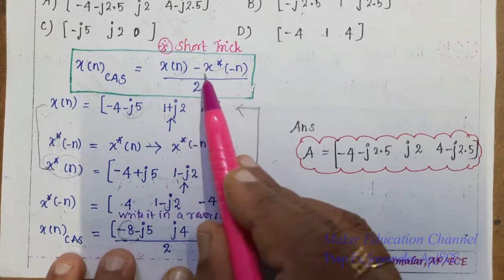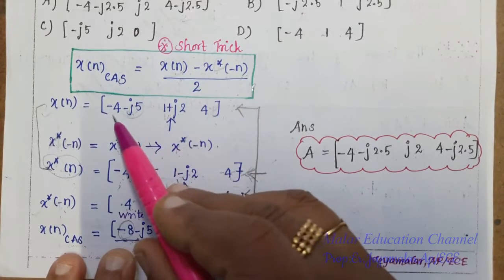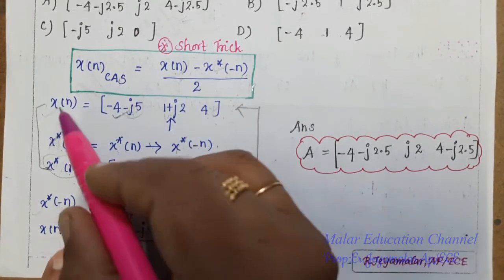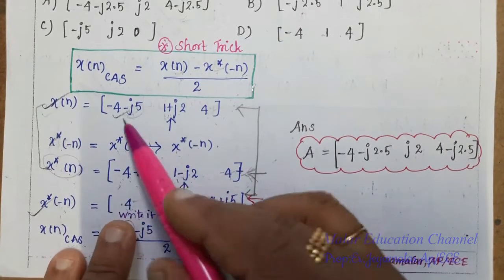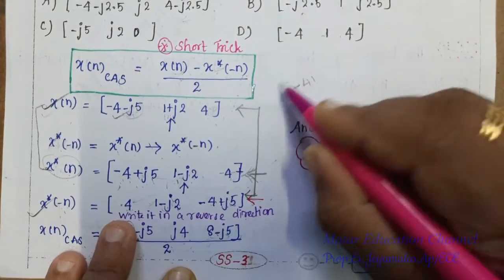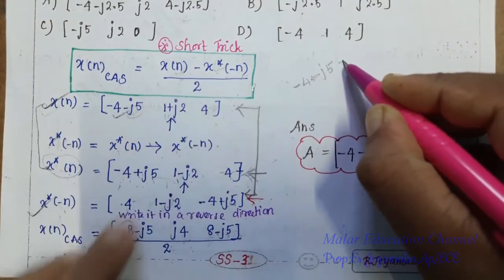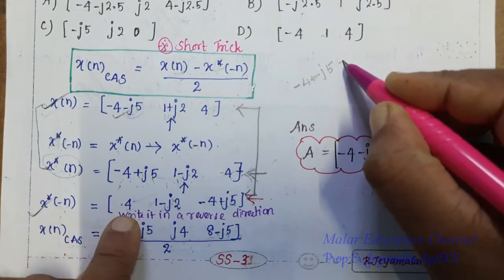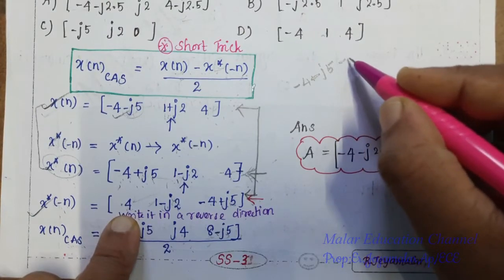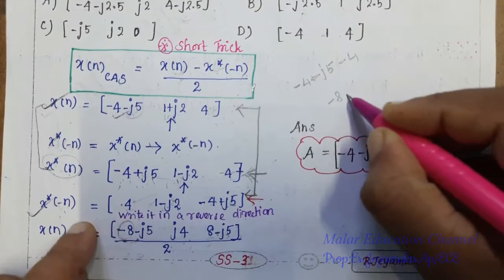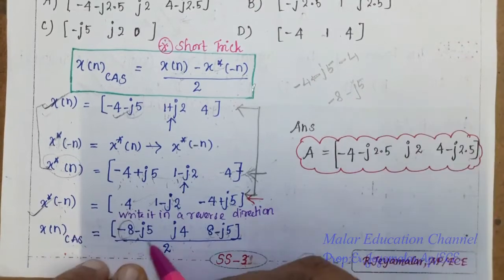Next, substitute the values into the formula: x of n minus x star of minus n. Refer to x of n and x star of minus n. So minus 4 plus, because of the formula's minus sign, minus of x star of minus n, which is minus 4. So minus 8 minus j5. That is for the first one.